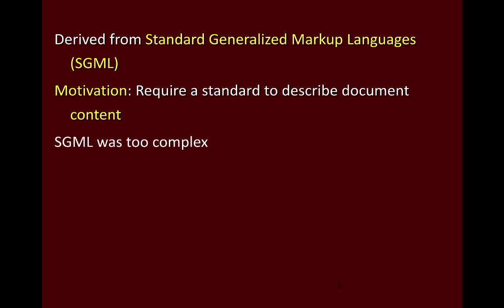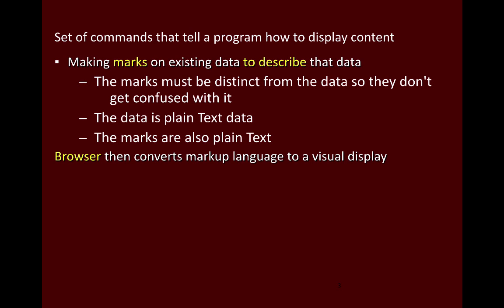But HTML was too complex. So instead they came up with something called XML, which is a standard to describe document content or to create your own tag languages. So those tags are used to describe the data. If you think of HTML and the title tag, you have a string, which is the title, and the title start and end tags are used to provide metadata or information about the string. It says that that string is a title, for instance.